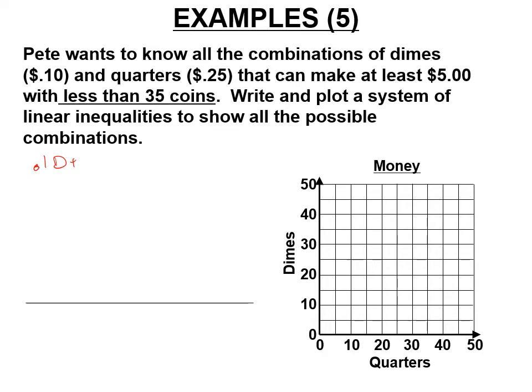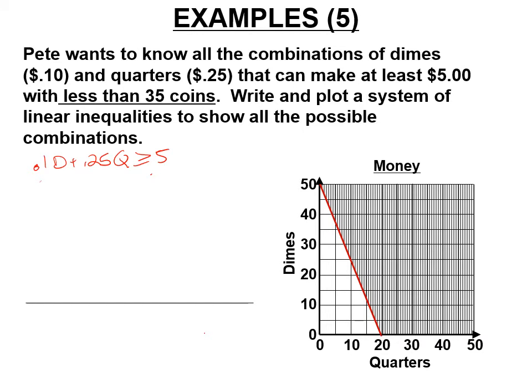0.1D plus 0.25Q is greater than or equal to 5. Right? We have the exact same one that we had, and so we're doing the exact same thing, right? We're going to clear the decimals and get the exact same one that we just had. And we just figured this out, right? We changed this to 10D plus 25Q is greater than or equal to 500, and we found the intercepts. Now we're going to do the other one.